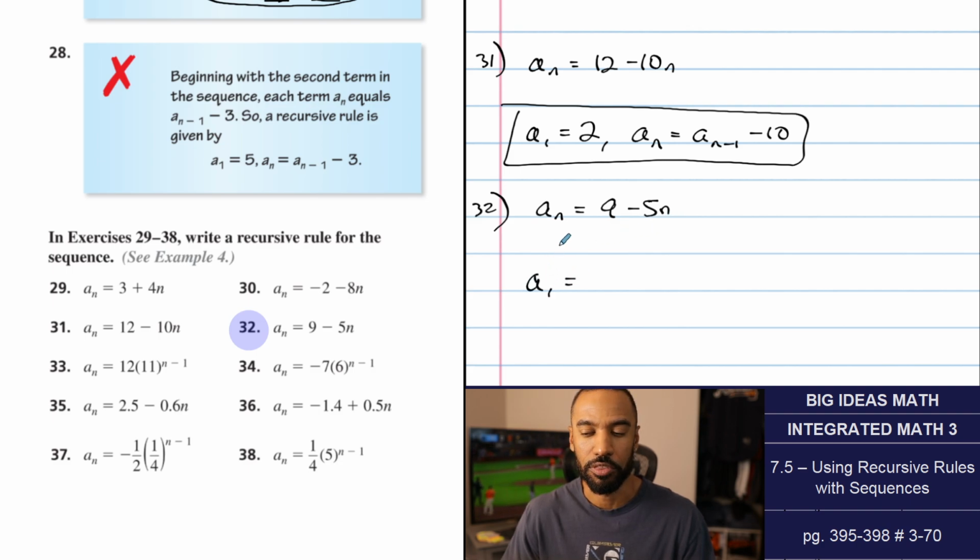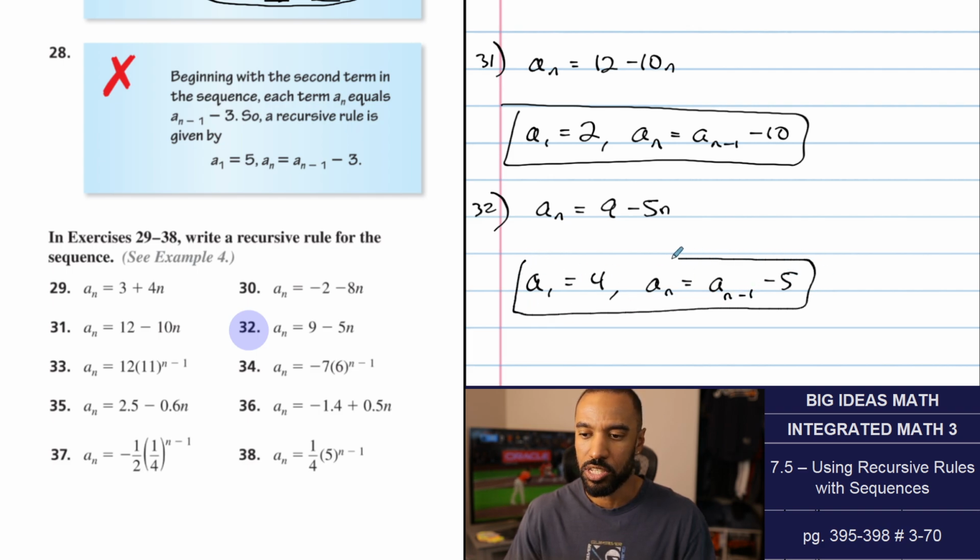But you do need to write out what the first term is, and the first term is 9 minus 5, which is 4. This is a common difference of -5. So a sub n is a sub n minus 1 minus 5. Now, all of those were arithmetic sequences.